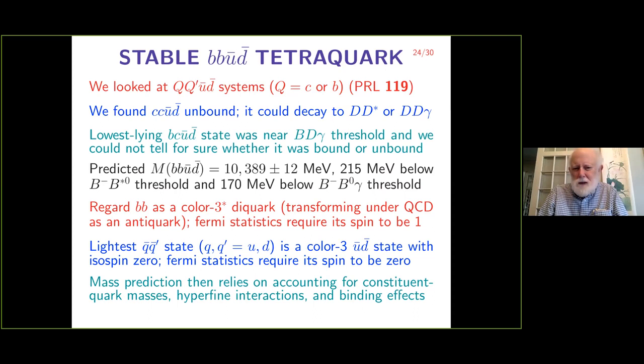What else? So the mass prediction then relied on accounting for the constituent quark masses, the hyperfine interactions, and the binding effects. And for the binding effects, we had to estimate what the binding of b b was compared with what we knew the binding of b b-bar was. Next slide, please.